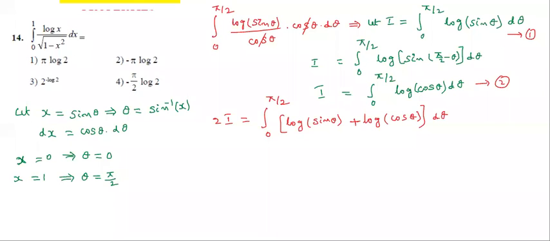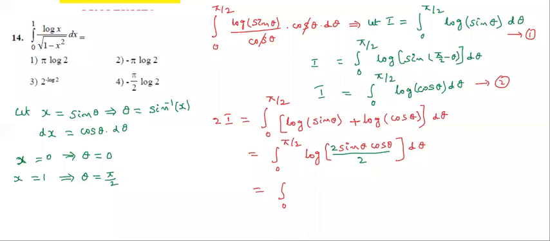This is in the form of log A plus log B. What is log A plus log B? Log AB, or not? Integration 0 to pi by 2 logarithm of sine theta cos theta d theta. Here see, sine theta cos theta is there. So now we need 2. So multiply numerator with 2 and denominator also. 2 sine theta cos theta formula, sine 2 theta, or not?